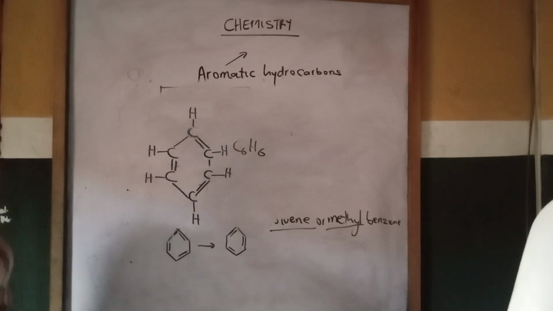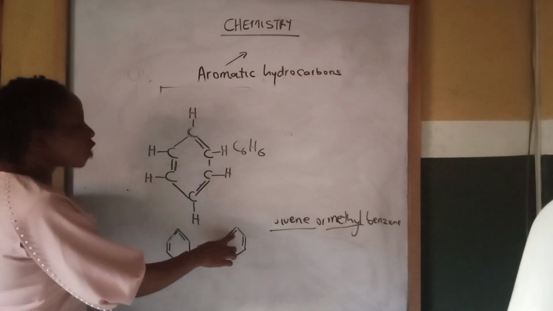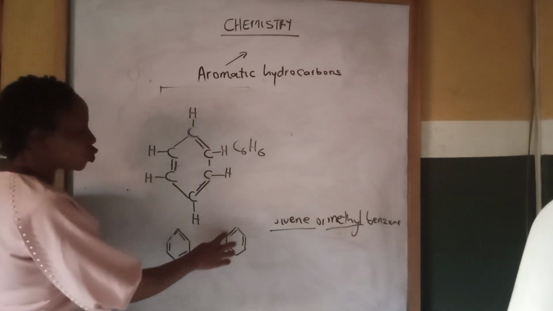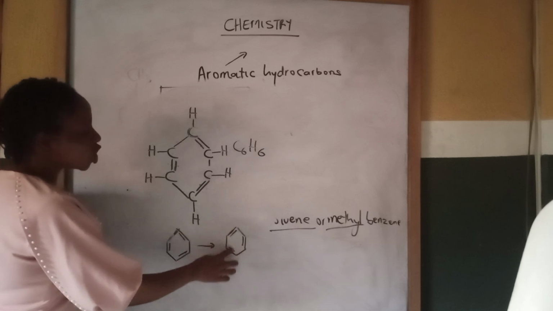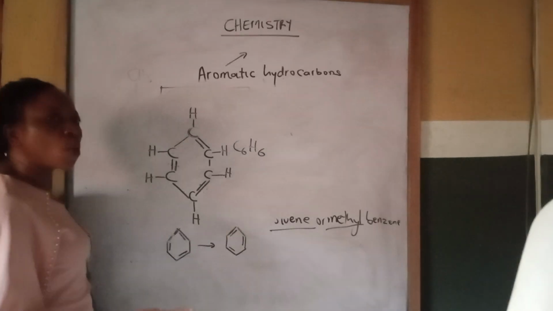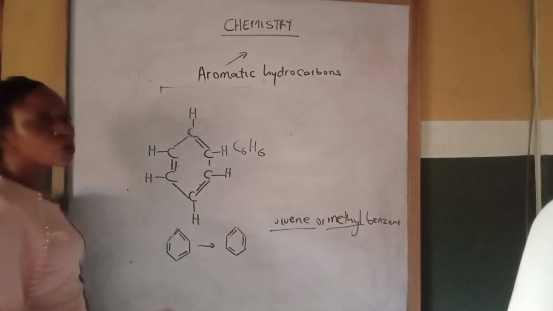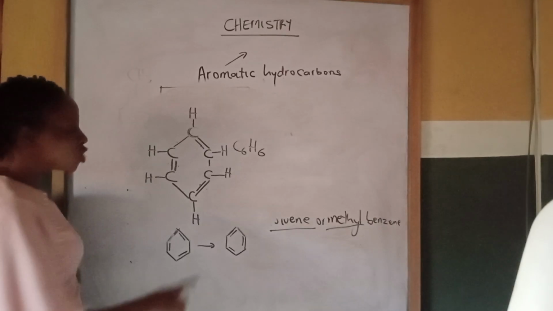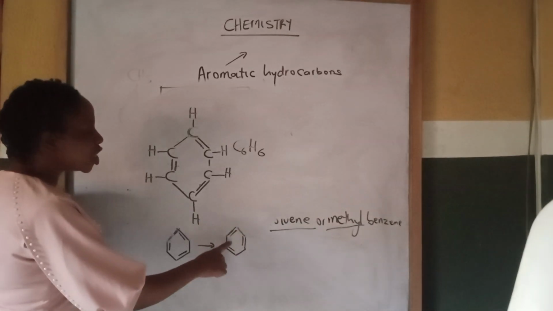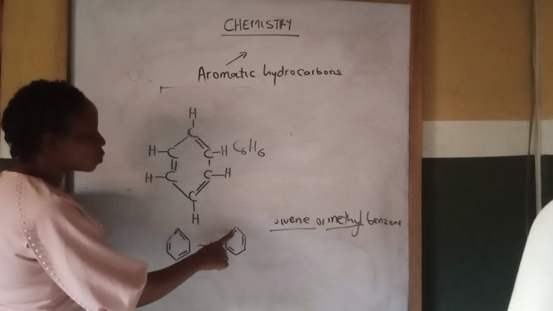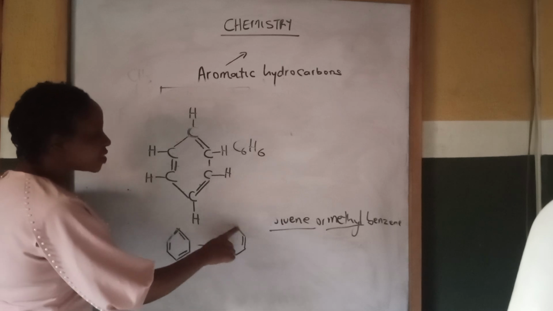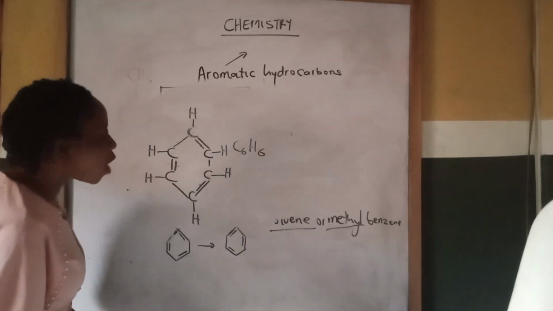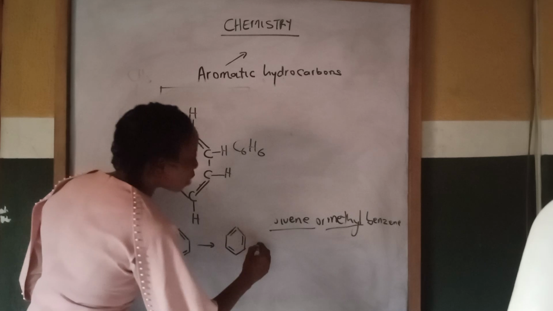Then the localization of the double bond in this ring. Don't forget that the double bond is also known as the pi bond. So when this pi electron moves around all the 6 carbon atoms, it will form a ring.